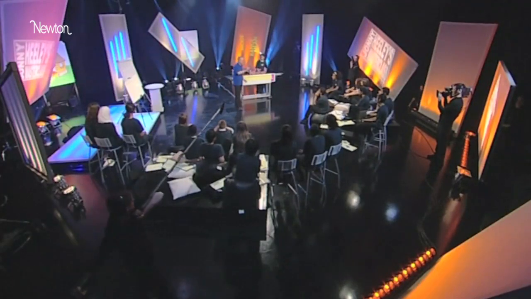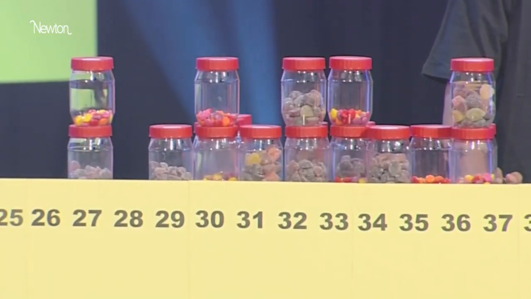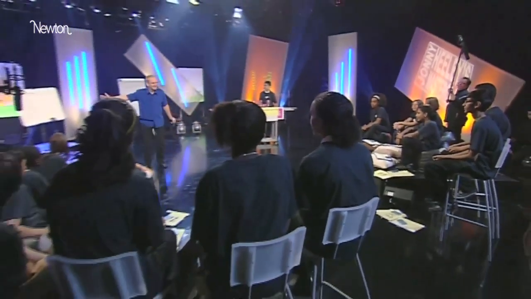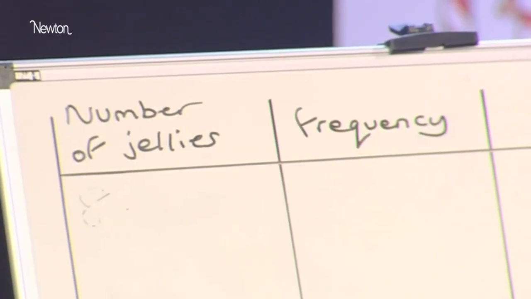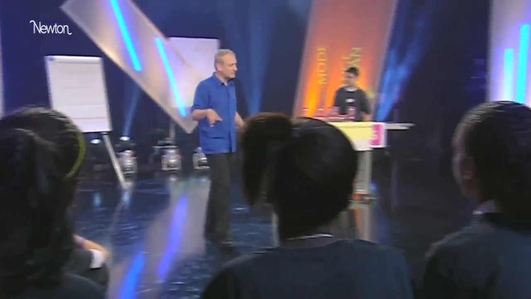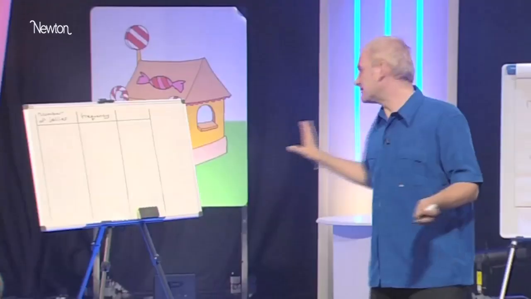What could we use to organise this data more effectively? A frequency chart. You mean a bit like this one I've prepared over here? Yes. Ah, number of jellies, frequency. Brilliant. OK, we'll put them into a frequency chart. Now, if you look in your clipboards, you might find a chart that looks exactly like this. Well, very similar to it.